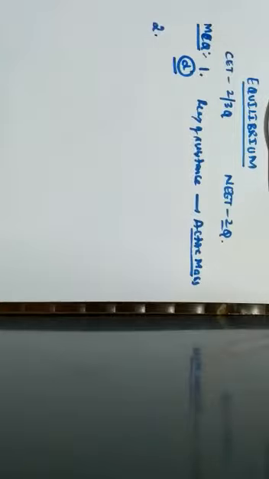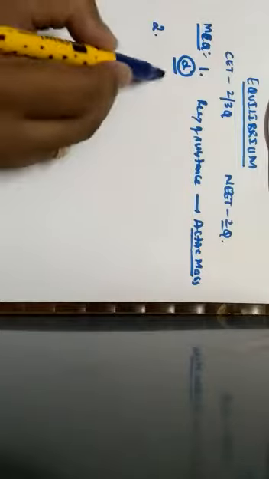Next one, question number 2. 15 moles of hydrogen and 5.2 moles of iodine are mixed and allowed to attain equilibrium at 500 degrees Celsius. At equilibrium, the concentration of HI is found to be 10 moles. The equilibrium constant for the formation of HI is.